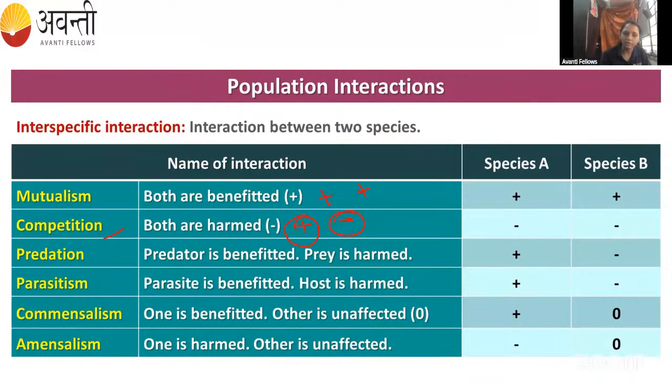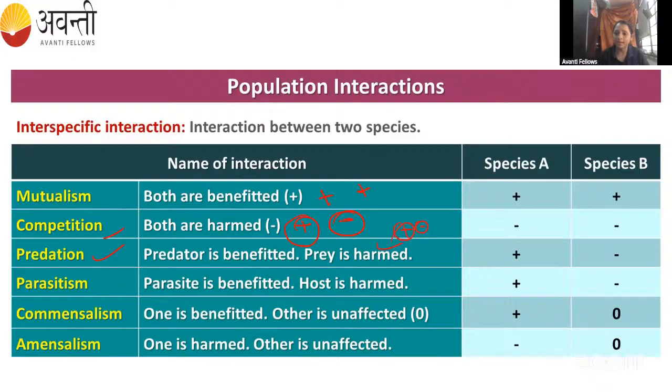Then coming to predation. In predation, what will happen? One acts as a predator who is fit, and the other acts as prey who is not fit compared to the predator. So here, the predator is benefited and the prey is harmed. So that is actually plus and minus, right?